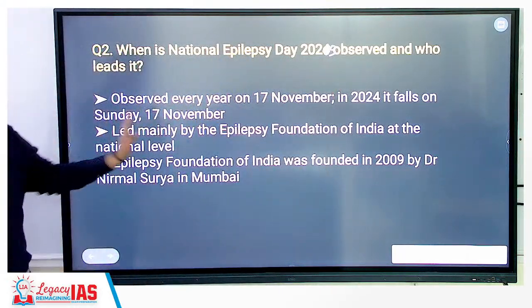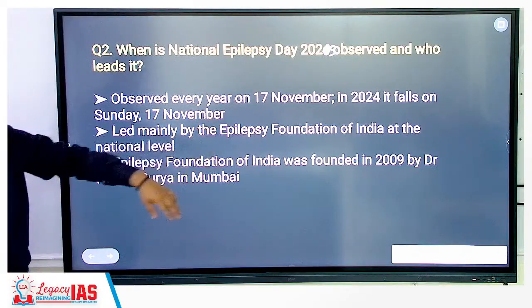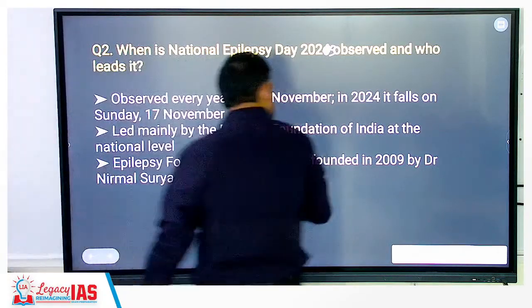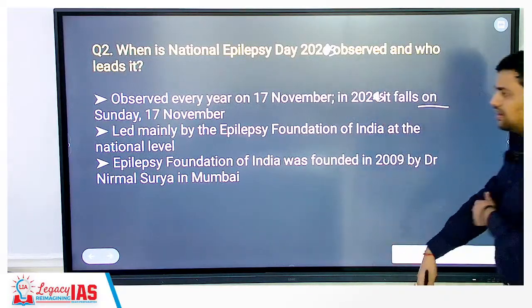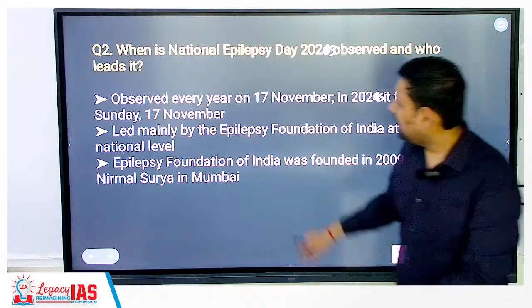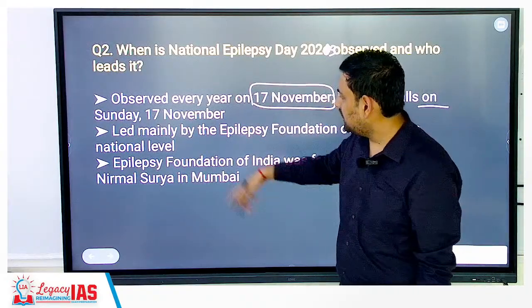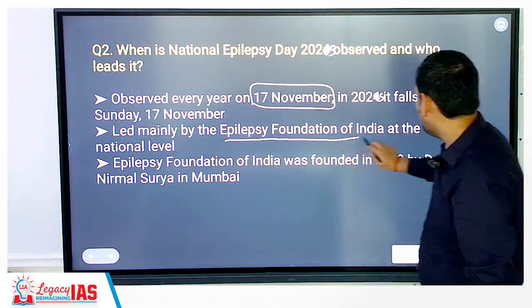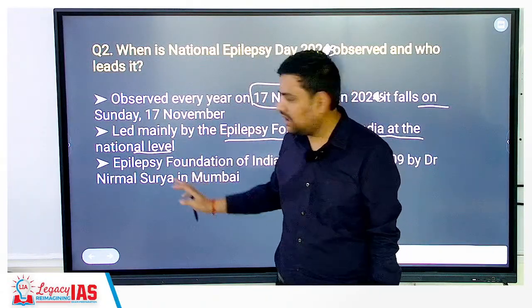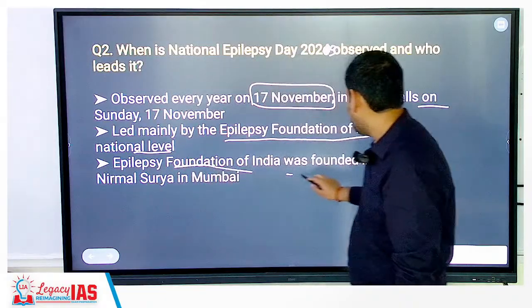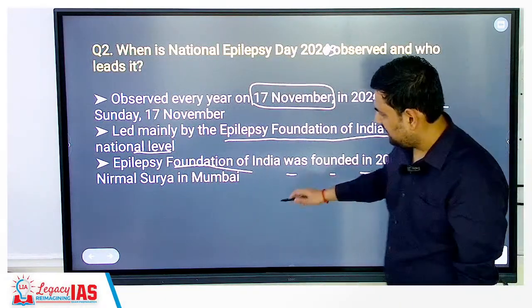This is 2025. Okay, observed every year on 17th of November. In 2024 also it fell on 17th of November. Okay, every year on 17th of November. Now, it is led mainly by the Epilepsy Foundation of India at the national level. This is sort of an NGO that is working with these people. Epilepsy Foundation of India was founded in 2009 by some person. Fine.